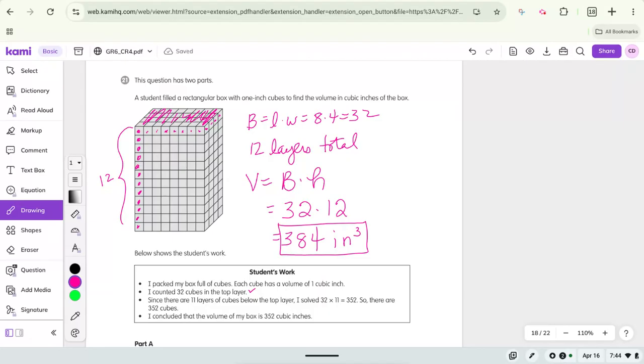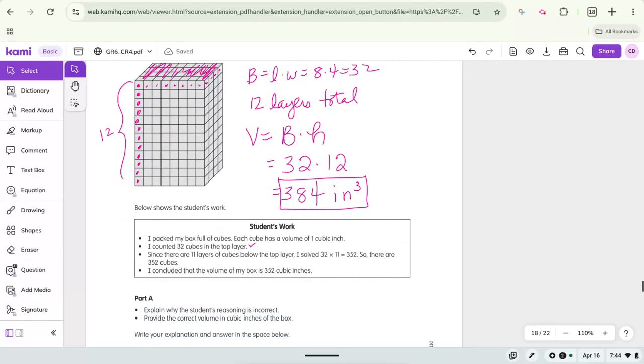Now, part of this solution says, explain why the student's reasoning is incorrect. So I wrote, the student miscounted the height. There are 12 layers total, not 11. Or probably what happened is they left off the first layer. But you must count the first layer as well.